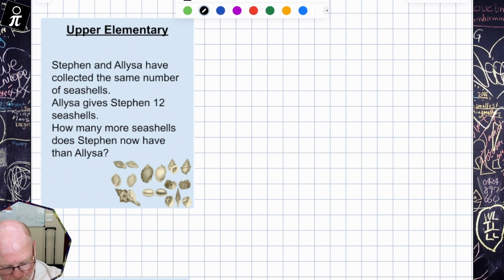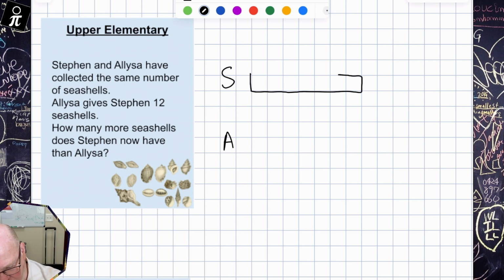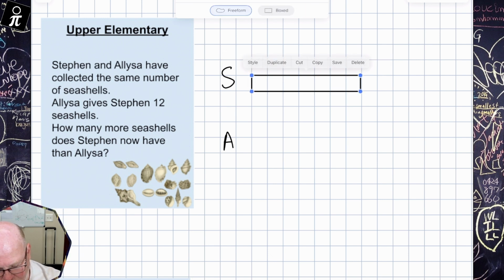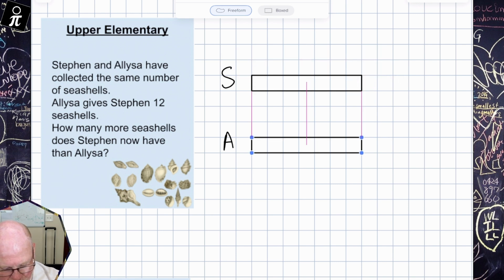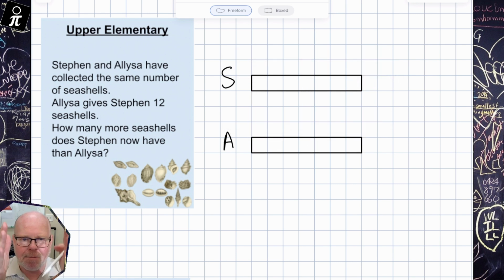All right, so our 2 characters are Stephen and Alyssa, and we're just going to give them both a tape diagram or a tape of arbitrary length. It doesn't really matter exactly how much length. The only thing that really matters at this point is they have to be the same. Stephen and Alyssa have to be the same.